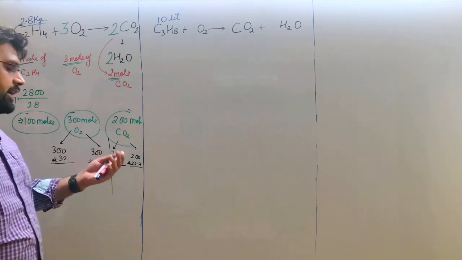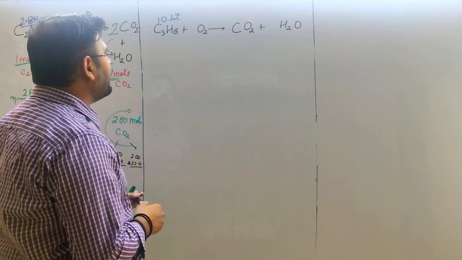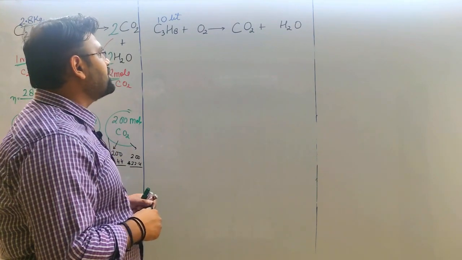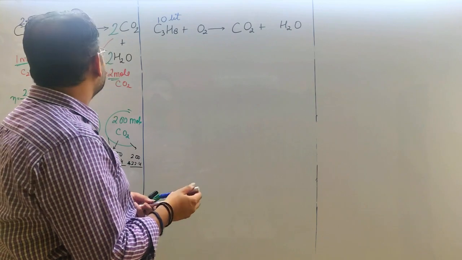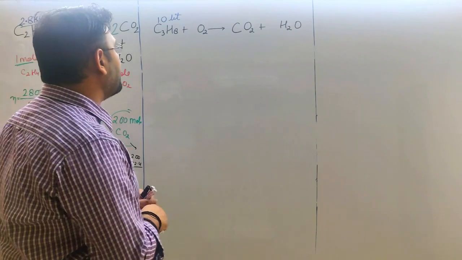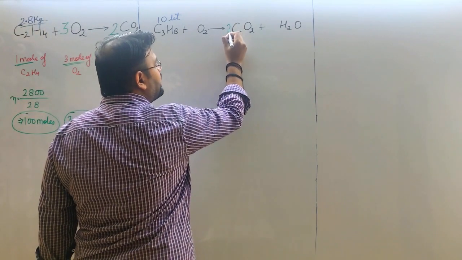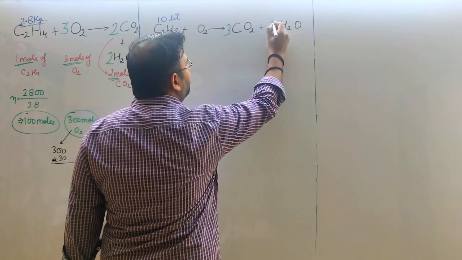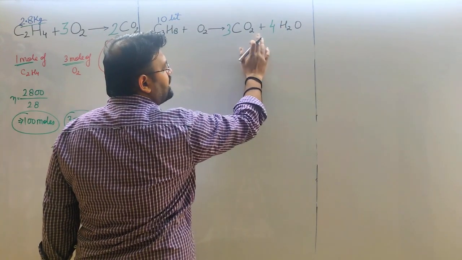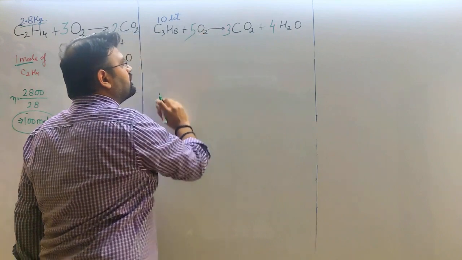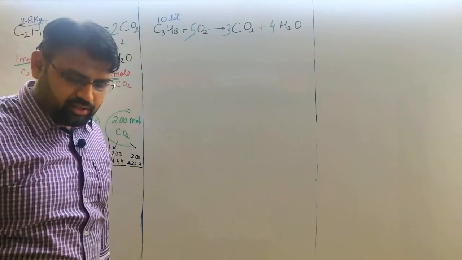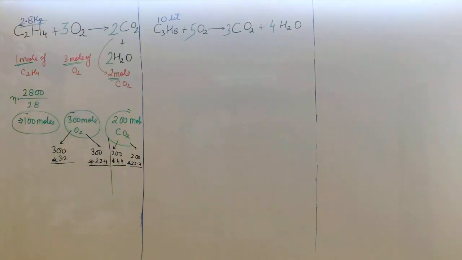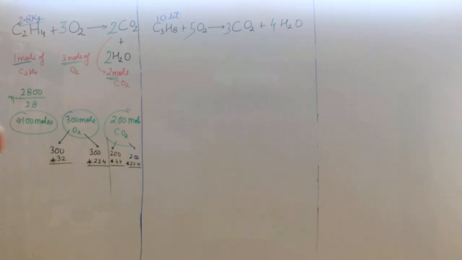Next, let's see the next part. In the next part we were provided with C3H8, combustion of C3H8. Let's balance the reaction. Combustion of C3H8: 3 carbon, so here we will also take 3; hydrogen 8, so 4; 3 times 2 is 6 and 4, 10, so 5. The reaction is balanced. Are you following your reactions? Yes, I hope so. So the reaction is balanced.